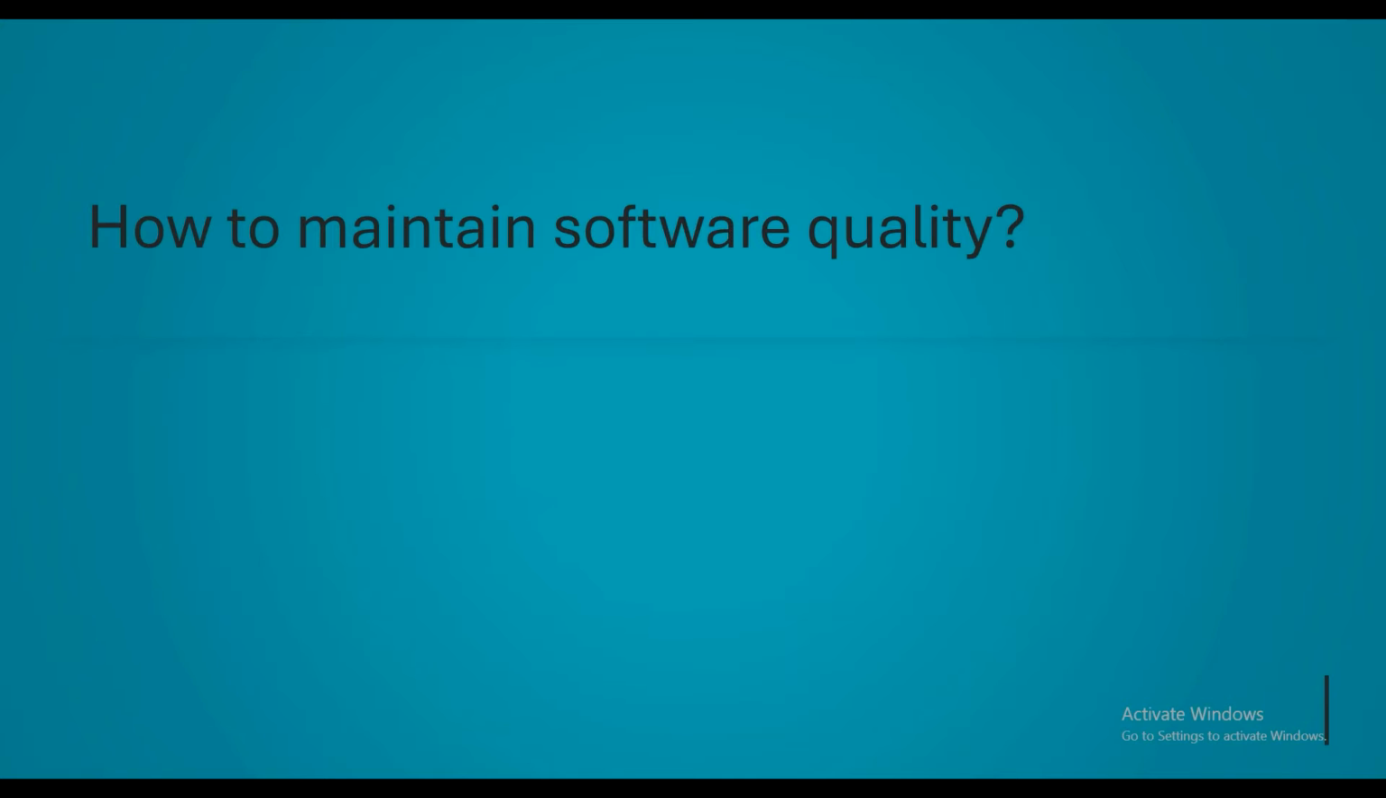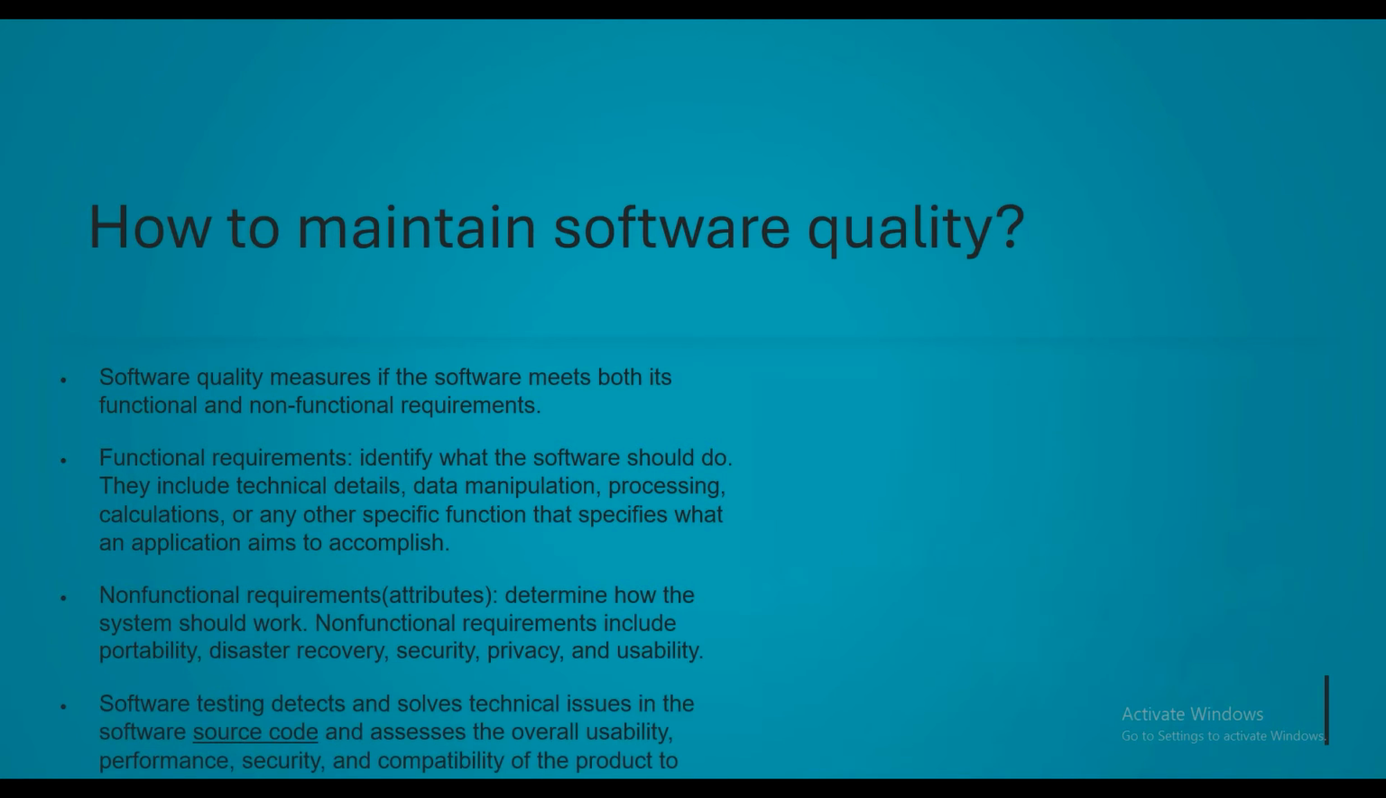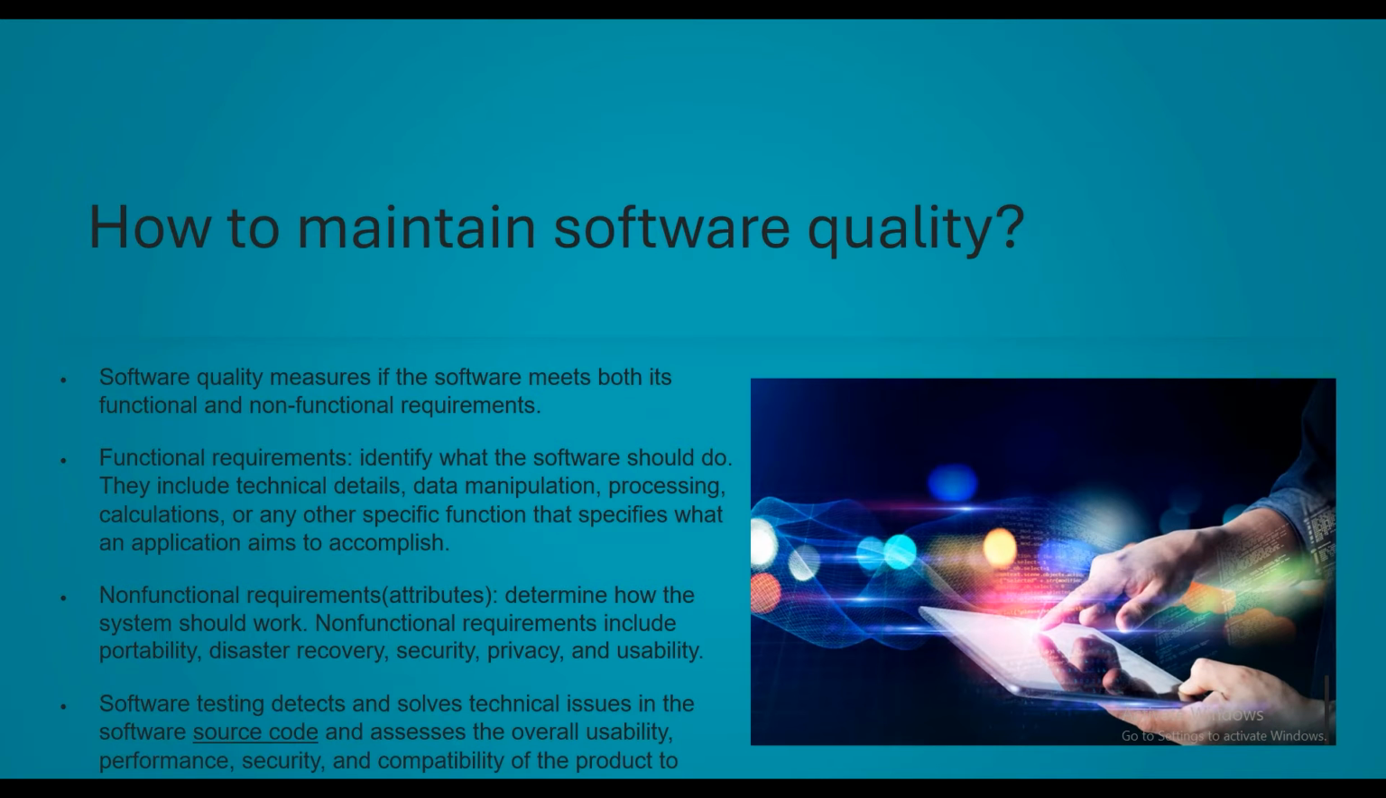So, how to maintain the software quality? Software quality measures if the software meets both its functional and non-functional requirements. The functional requirements identify what the software should do.